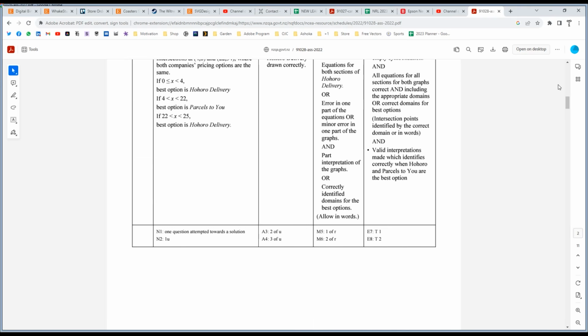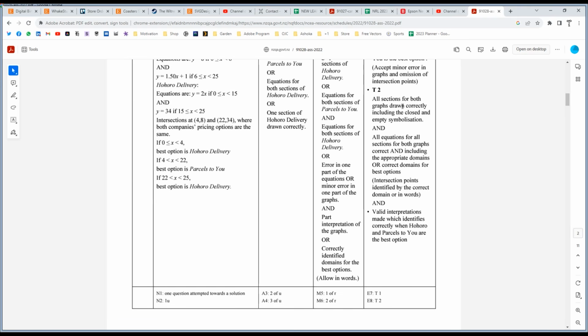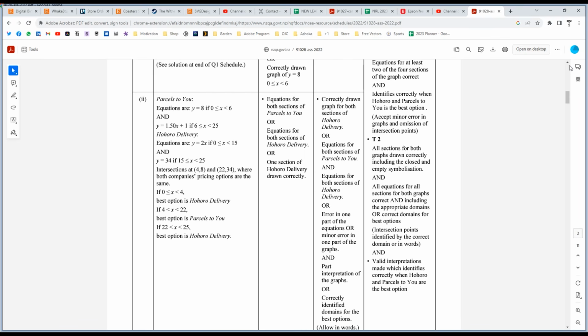For T2, all sections drawn correctly, closed and empty symbolization. So that's that closed and empty stuff that we were talking about. And all equations, we did all of that as well. Correct domains, we did that as well. And valid interpretation, again, we did all of that. So there's lots and lots of opportunities here to get merit or achieved, guys.